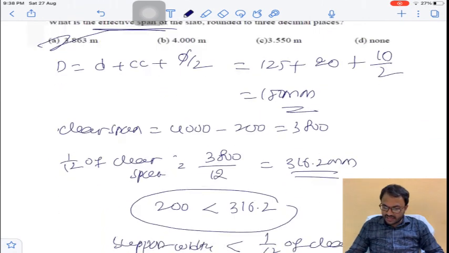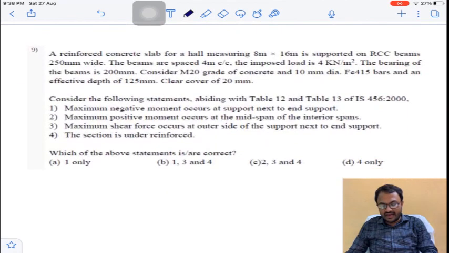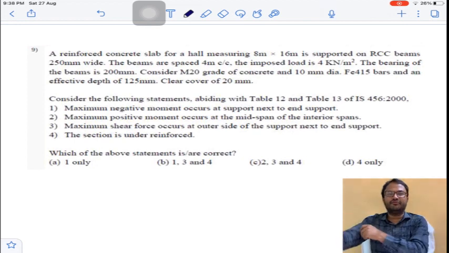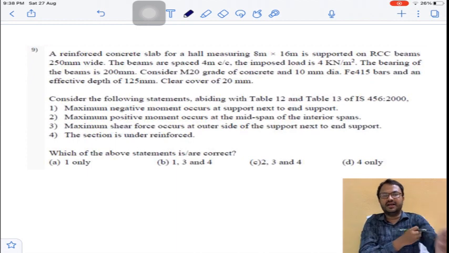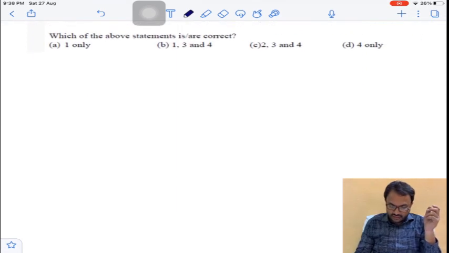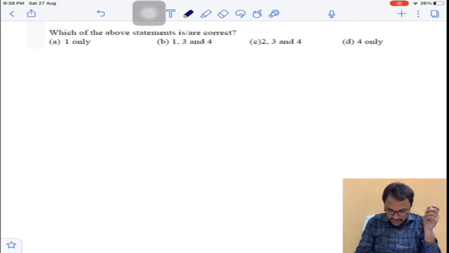Now coming to question number 9. Question number 9 and 10 are almost interconnected questions. Even for question 8, we need to carry some data from question number 8. All the data, all the questions are same. So coming to question number 9, from question number 8, overall depth is equal to 150 mm and effective span L effective is equal to 3.863 meter.